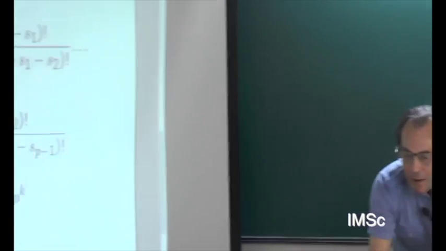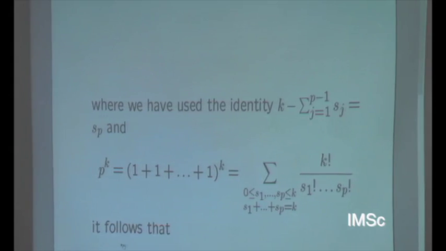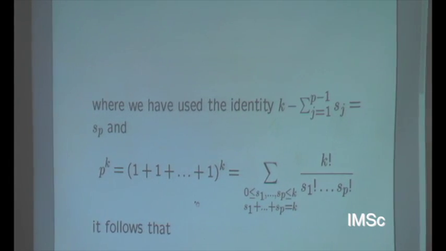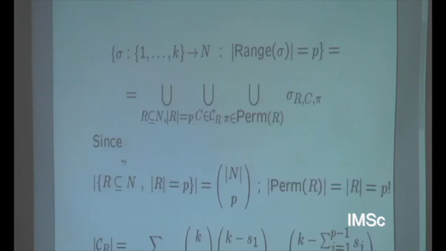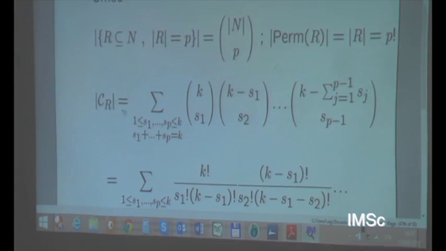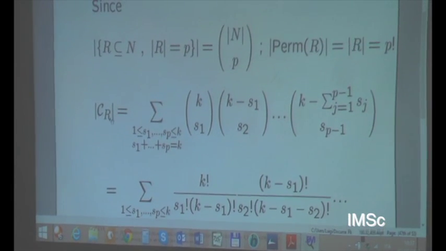But now I use the combinatorial identity that P to the K means 1 plus 1 plus ... plus 1, P times, and this is the multinomial expansion. So this factor is just P to the K. And we calculated this cardinality exactly. Okay? This is the cardinality of all these partitions.